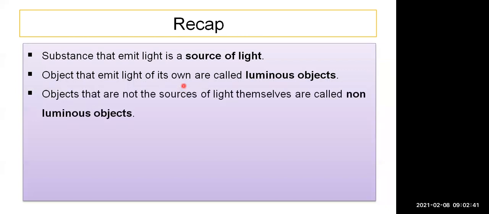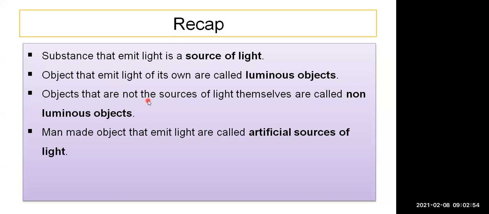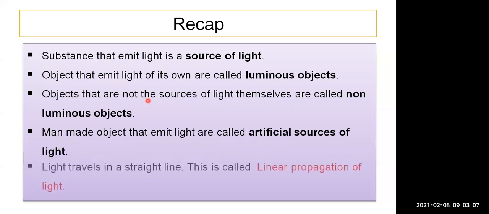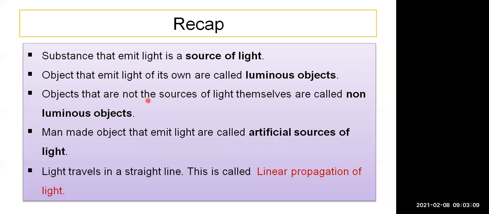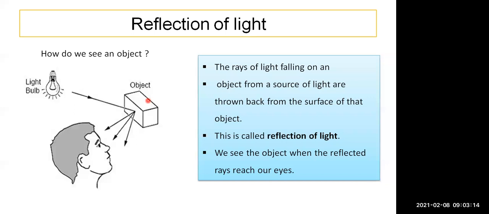Then we learned about non-luminous objects. Non-luminous is the opposite of luminous. It shows that an object that does not have its own source of light is called a non-luminous object. Then we learned about artificial sources of light: objects that are made by man and that emit light are called artificial sources of light. Then we learned about the property of light, that light travels in a straight line. Then we also learned about reflection of light.